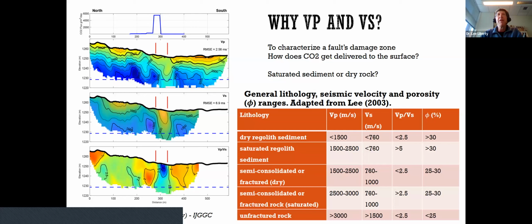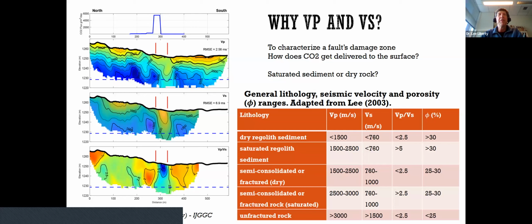We see the same velocities for both dry and saturated regolith. They're off by maybe 5%. But when you look at the VP/VS ratio, you can see that these values are significantly lower than the saturated counterparts. Same thing with semi-consolidated rock. And once you get into unfractured rock, it really doesn't matter because there's not that much pore space. But you can see, again, for semi-consolidated fractured dry rock, the VP/VS ratio is typically below 2.5, and for the saturated counterpart, it's typically above that.